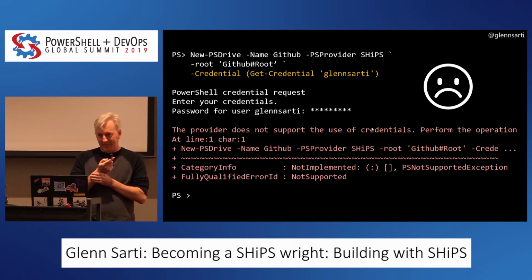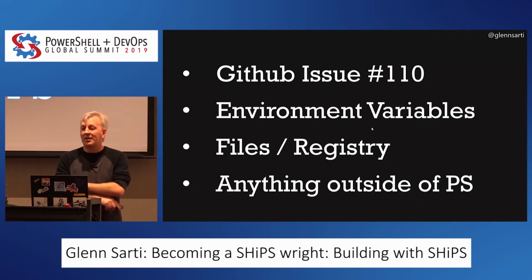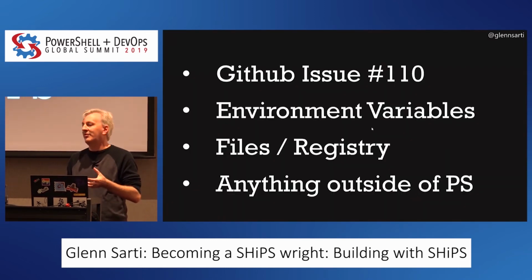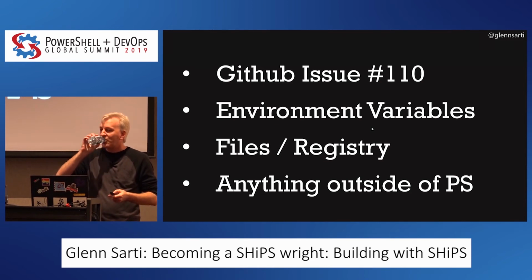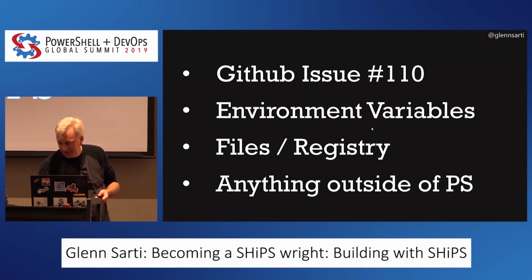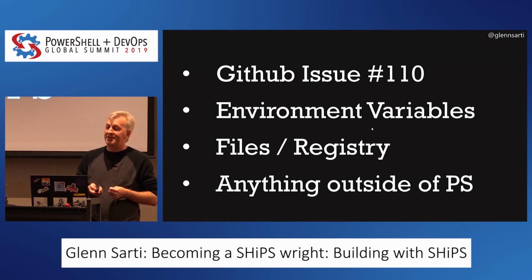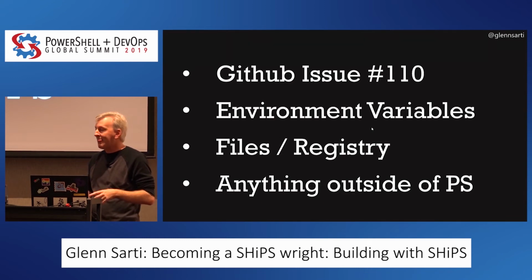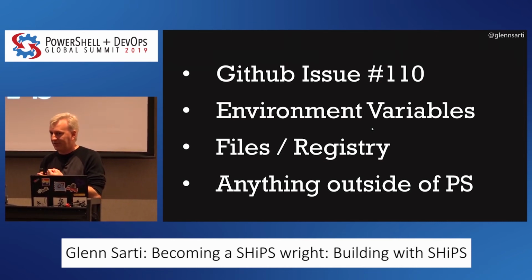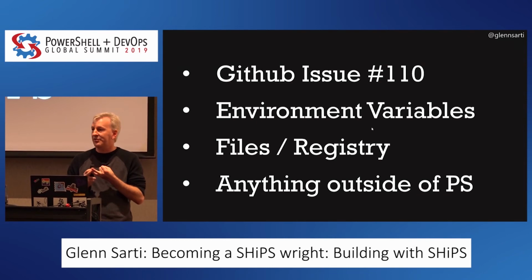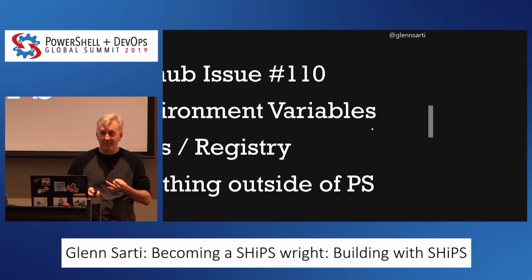So what can you use then? You have a couple of options. Firstly, can you please add your comments and your +1s to GitHub issue 110 in the SHiPS repo, so the maintainers know you want this? You can store tokens in environment variables, like I did for my GitHub provider. But you can also store the authorization information in a file or in the registry, pretty much anything outside of the realm of PowerShell, in particular global or module scope variables, which seems like a very odd thing to say, but this is due to an architecture decision in SHiPS.